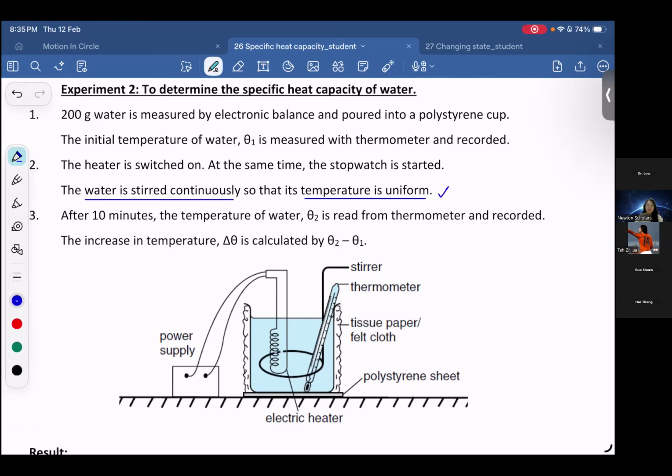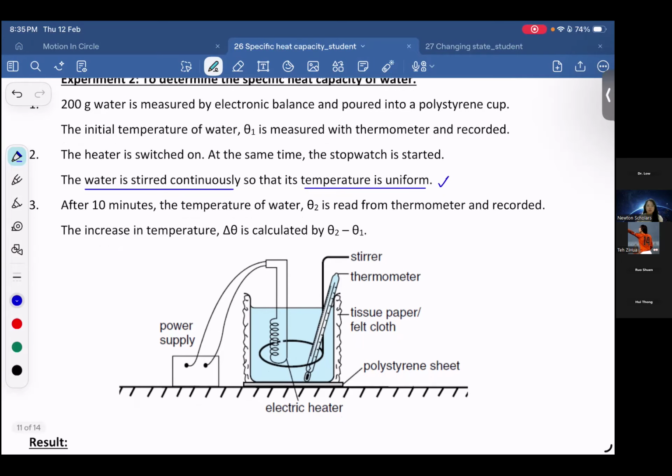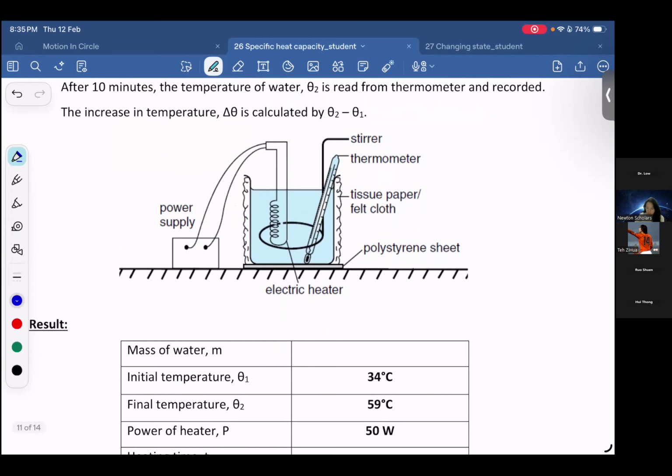After 10 minutes, the temperature of the water is read from the thermometer and recorded. For the increase in temperature, you use final minus initial because we are heating it, so of course the final will be the higher temperature. Here we wrap it, so we are trying to prevent heat loss to the surrounding. If you want to make it more perfect, we can still add the lid here.